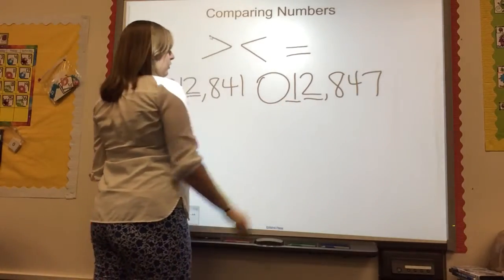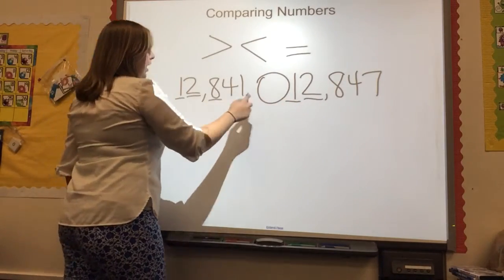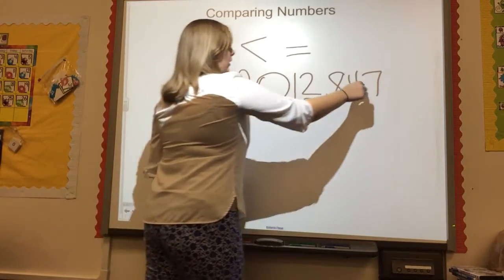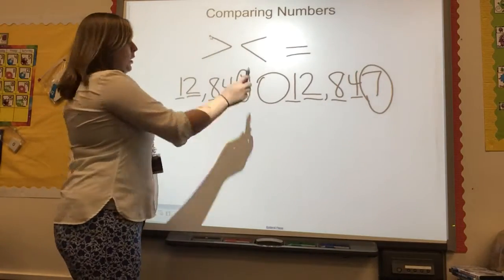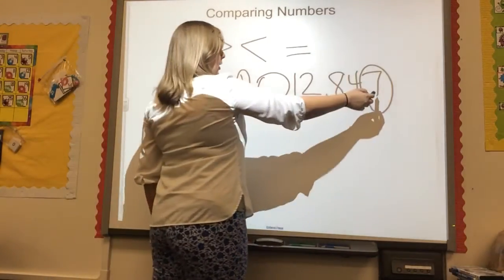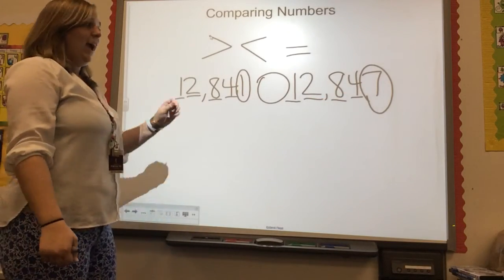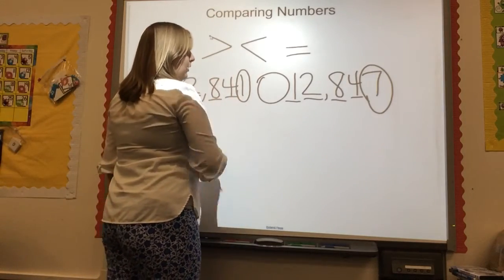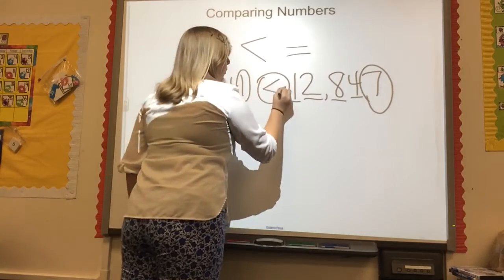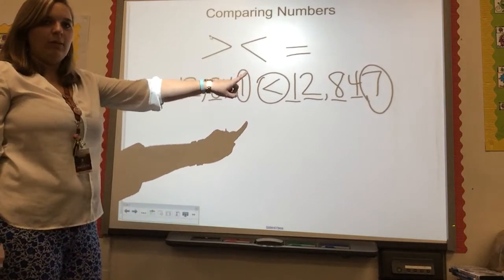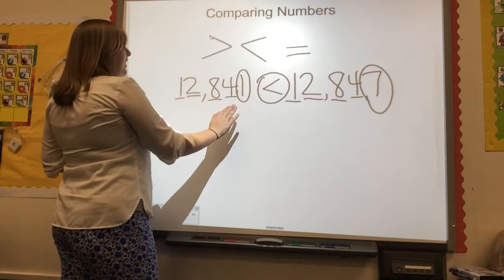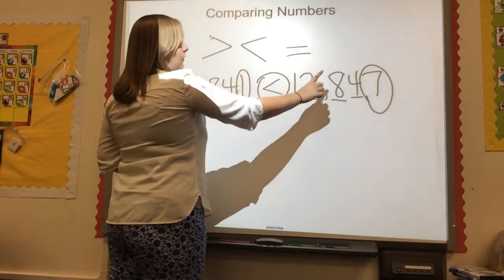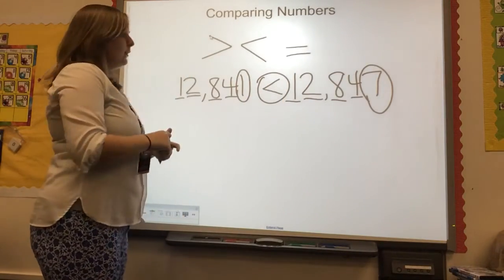I have a 2 in my thousands for both, so I still have to keep going. I have an 8 in my hundreds. I have 4 in my tens. My ones is where it's different. Okay? Here I have 1 in my ones place. Here I have 7 in my ones place. The alligator always opens to the bigger number. So we know 1 is less than 7, so the alligator is going to open and eat the one with the 7 in the ones place. Okay? So when you go to read this, it's 12,841 is less than 12,847.